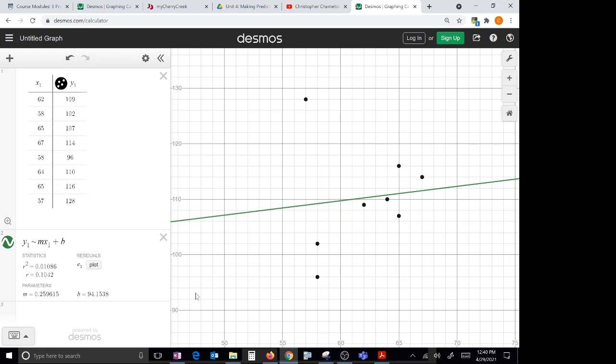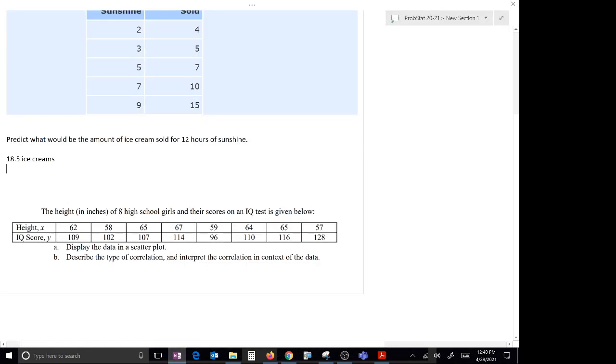So there's really no point in trying to make a prediction, because even common sense will tell us that there's really no relationship between your height and your IQ. So we're not going to do any sort of predictions with this one.